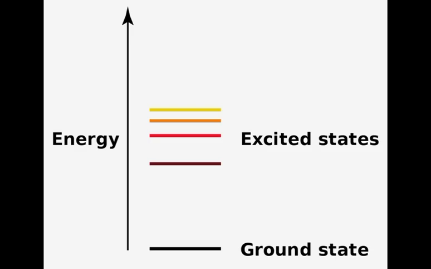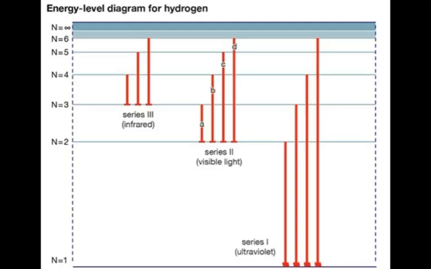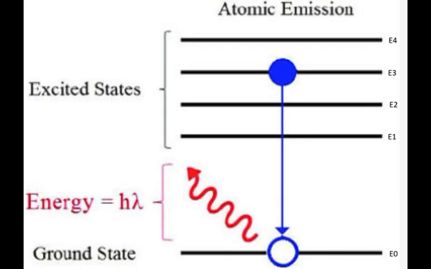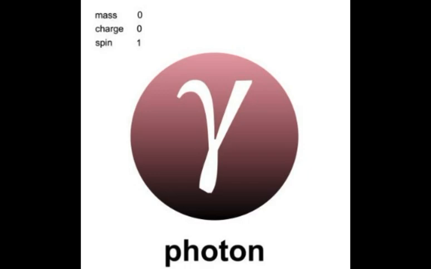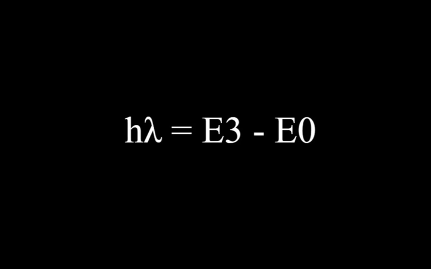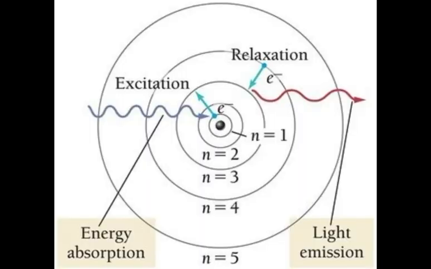If an electron gains energy by heating the atom or passing electric current or in any other way, it can jump to a higher energy level. This is known as the excited state. However, excited states are very unstable, and after a short time, the electron returns to its lower energy level. And when it does, the excess energy is released as a photon. The energy of the emitted photon is exactly equal to the difference between the two energy levels. This simple idea explains why atoms emit only certain colors of light.